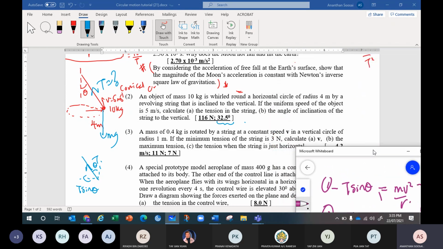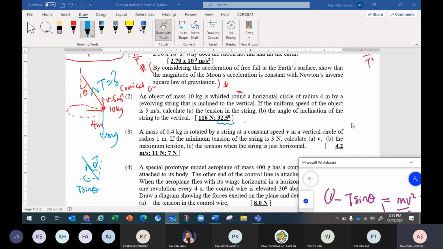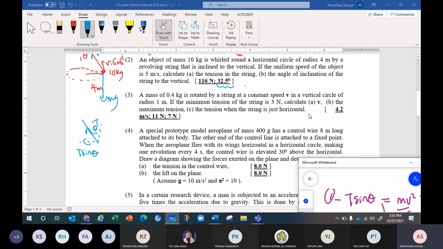Question 3. Okay, read question 3 carefully. Get the answer for A, B and C. Two minutes for you.